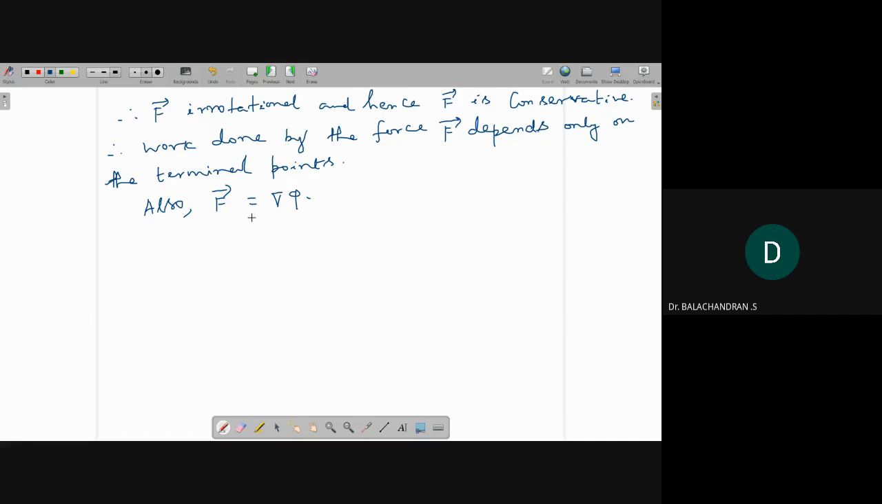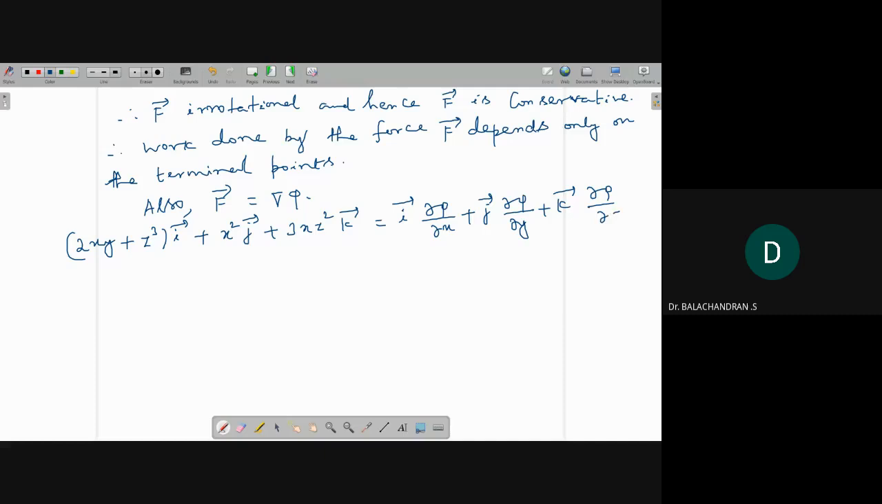So what is F vector? Please check here: 2xy plus z cube into i vector plus x square into j vector plus 3x z square into k vector. So del phi is i vector into dou phi by dou x plus j vector into dou phi by dou y plus k vector into dou phi by dou z. Now equate component wise, we will get dou phi by dou x is equal to, I think already we discussed this method.